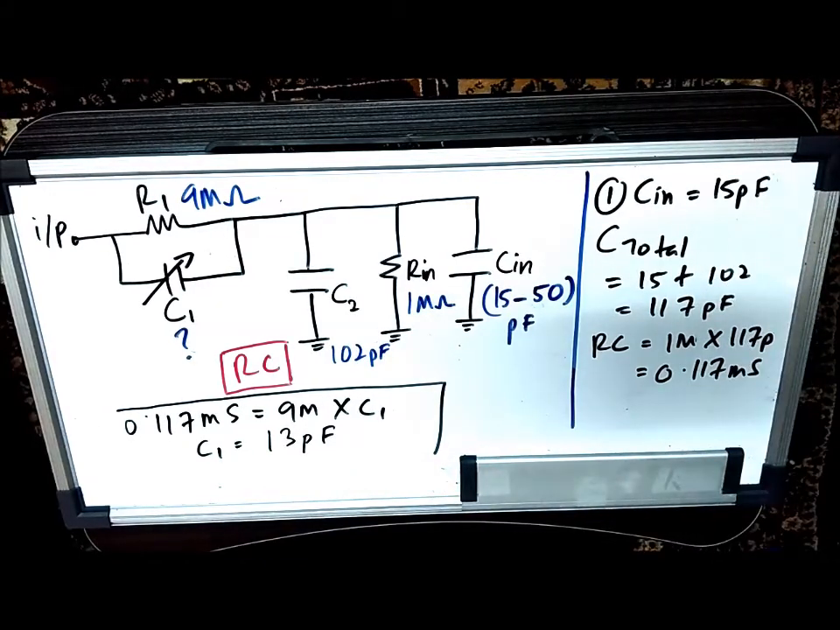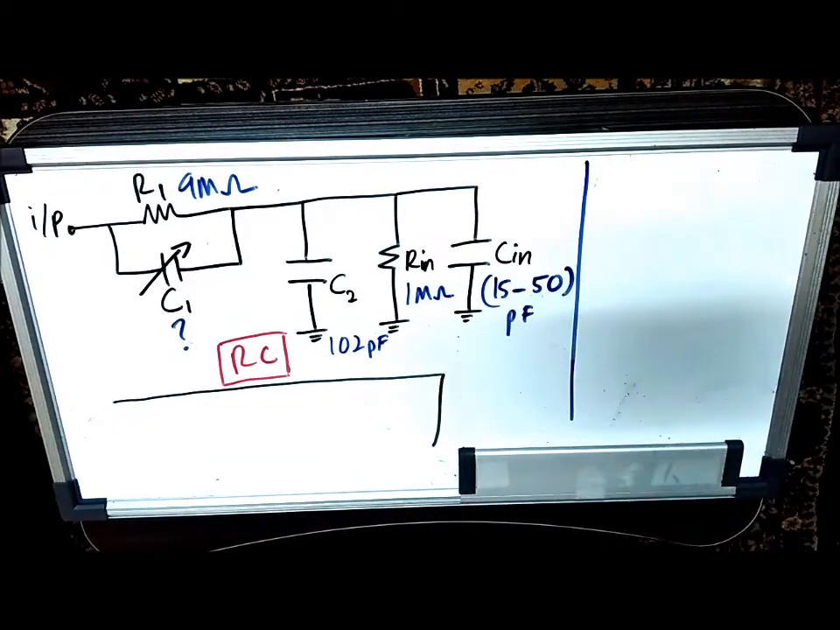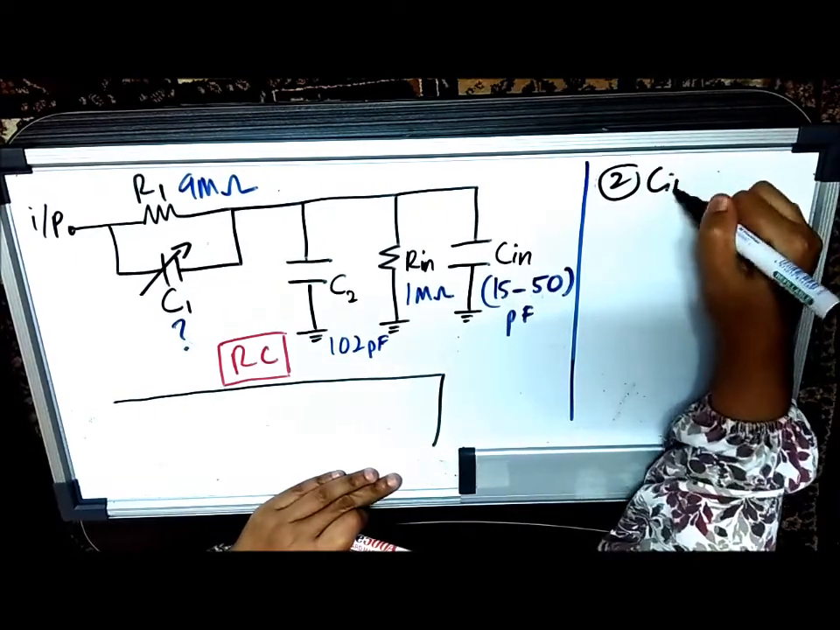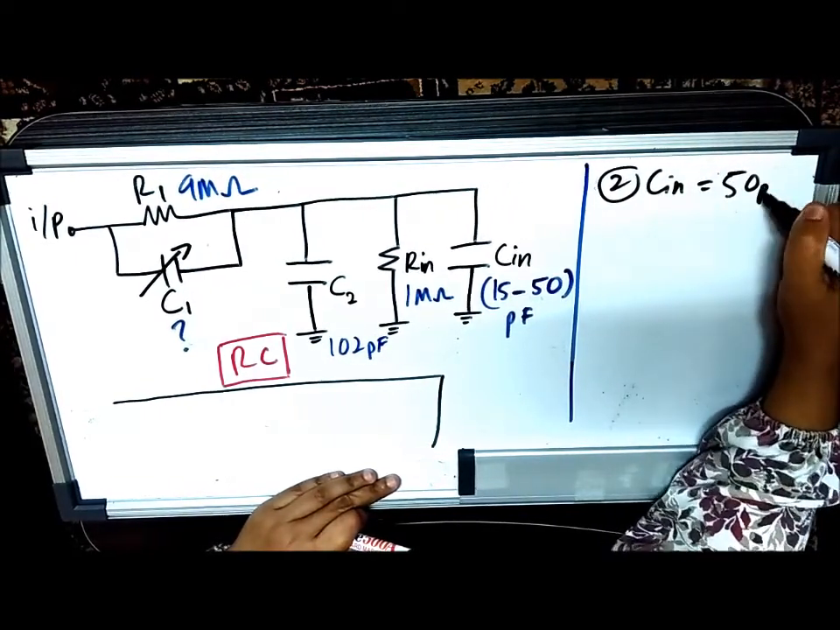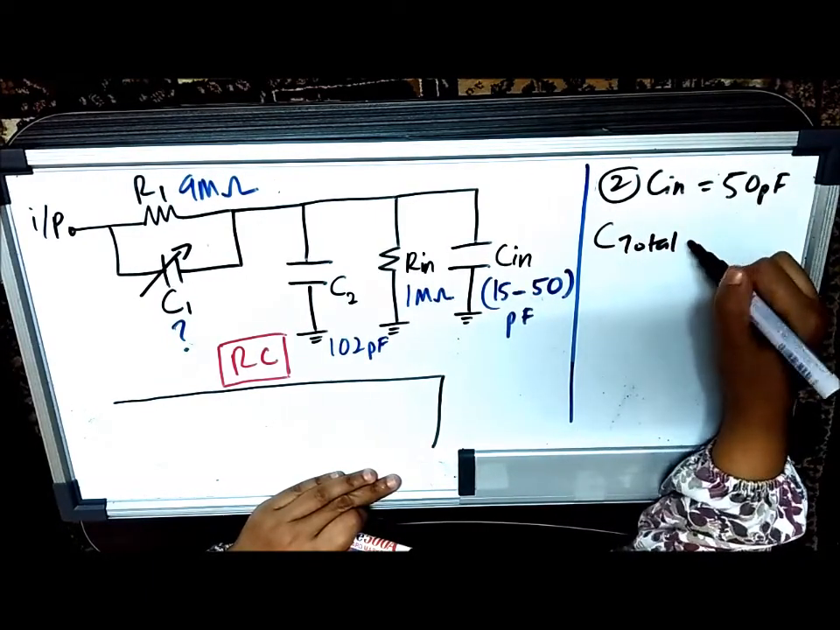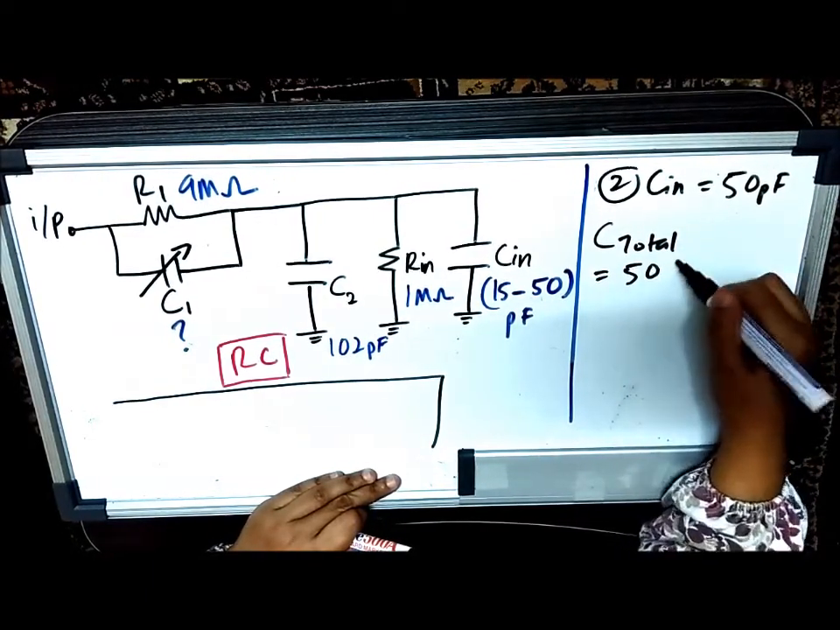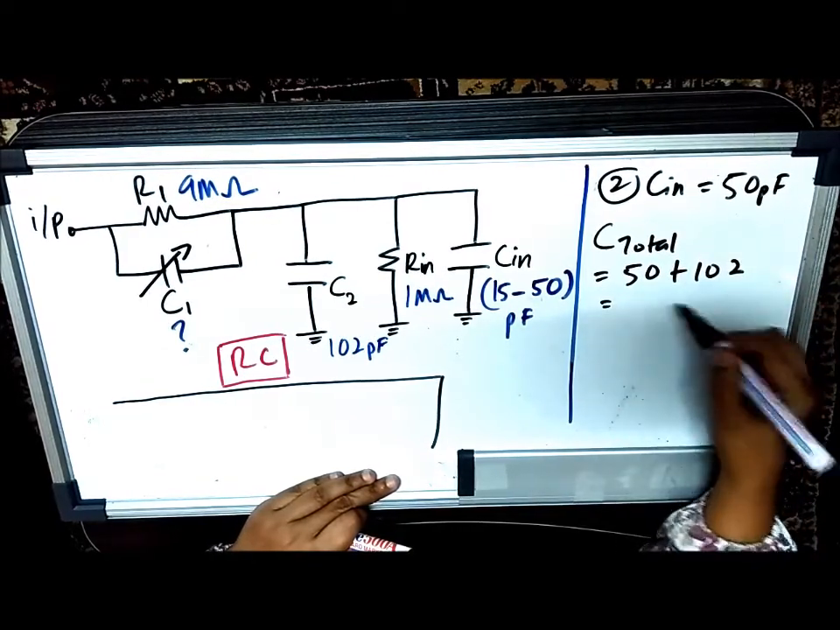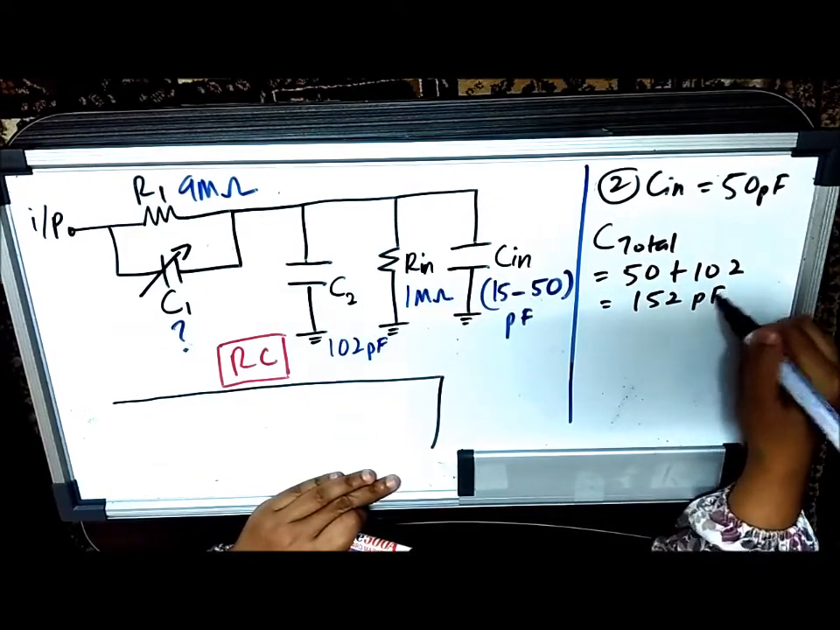So now let's do the second condition. For the second condition, your C in is equivalent to 50 picofarad, which means that the C total will be 50 plus 102, and you will get 152 picofarad.